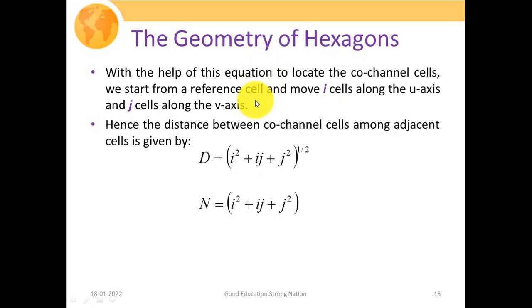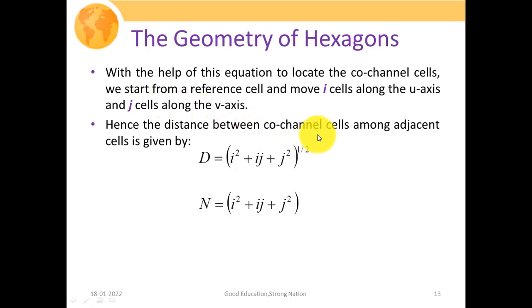One more slide covers how to locate the co-channel cell, but as of now just consider that you are standing on a certain reference cell, and in order to find another co-channel cell, you have to move any integer number of cells on your u-axis, then any integer number of cells on your v-axis. Wherever you reach, that cell is called your co-channel cell, and you provide the same frequency bands to that cell for cellular planning.